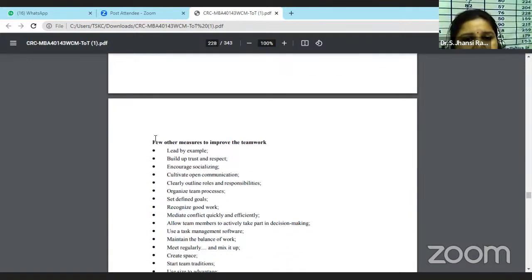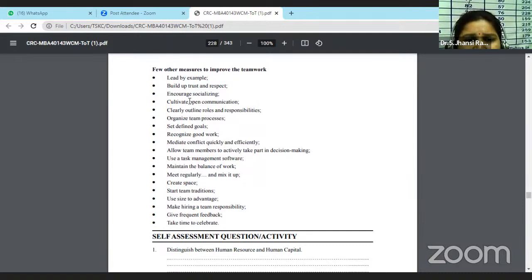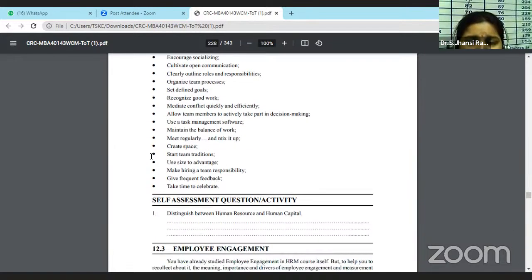Now, there are a few other measures that will improve teamwork. They are: lead by example and build up trust and respect, encourage socializing, cultivate open communication, clearly outline roles and responsibilities, organize team processes, set defined goals, recognize good work, mediate conflict quickly and efficiently, allow team members to actively take part in decision making, use task management software, maintain the balance of work, meet regularly and mix it up, create space, start team traditions, use size to advantage, make hiring a team responsibility, give frequent feedback and time to celebrate. So these are the things where we can improve teamwork.